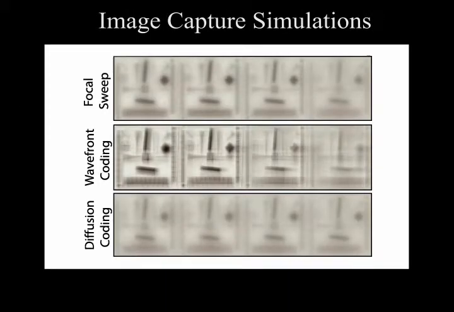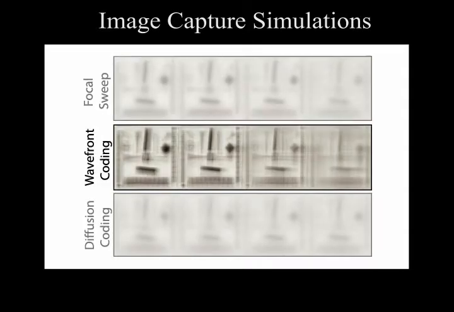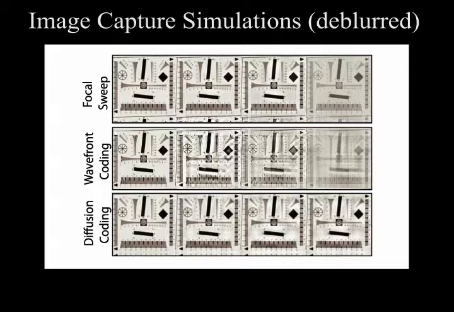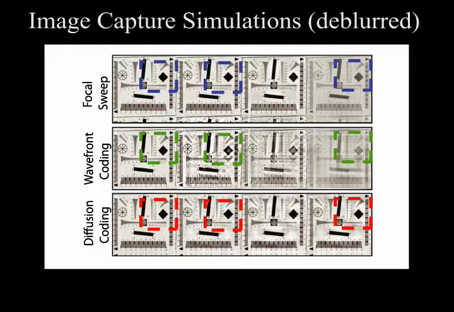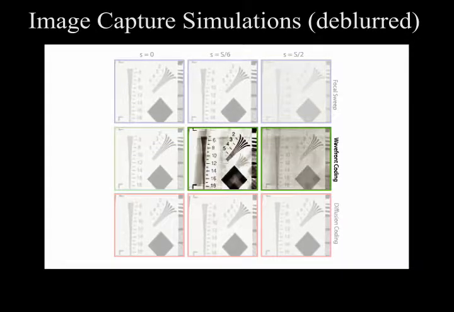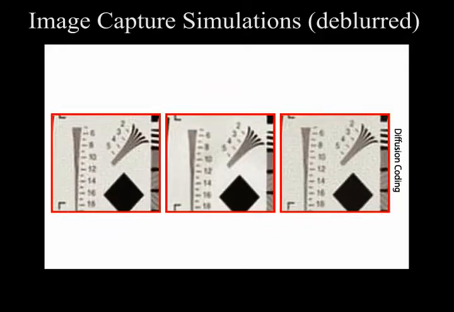Here's the simulated captured image of a resolution chart placed at different depths for 3 EDOF cameras: focal sweep, wavefront coding, and diffusion coding. Here are the recovered images. The wavefront coded camera recovers a sharper image for objects in the middle of the depth range. However, it produces strong artifacts for objects in the foreground and background. In comparison, the diffusion-coded camera produces almost no artifacts.